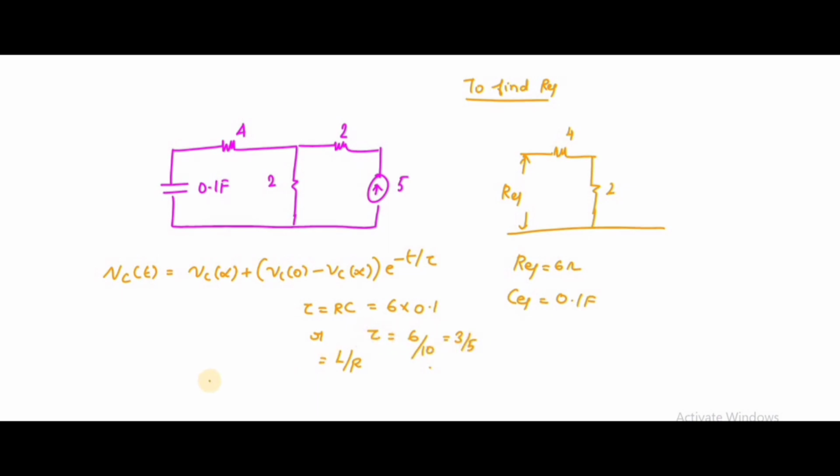Okay, now I'm going to substitute this value. We have already found out the value of Vc of 0, there is 0 plus and 0 minus. So I'm going to substitute in this equation. That is 4, and I'm going to substitute the value of tau. What is tau? Tau is 3 by 5. Okay, so we substitute the value.